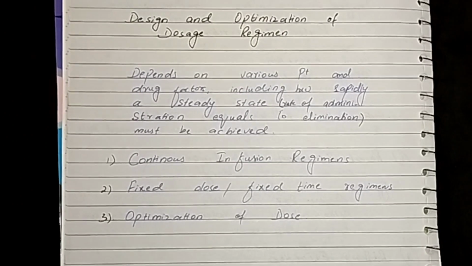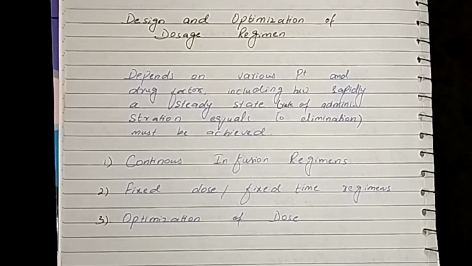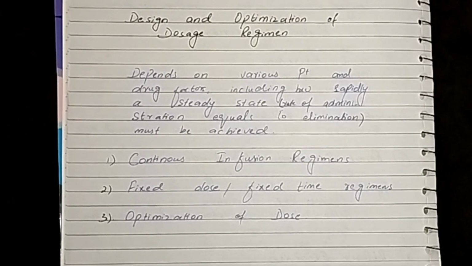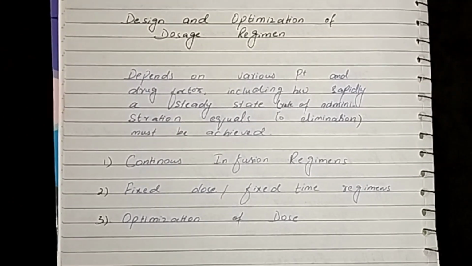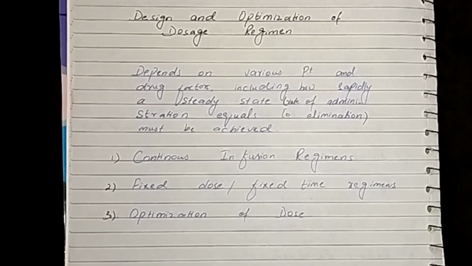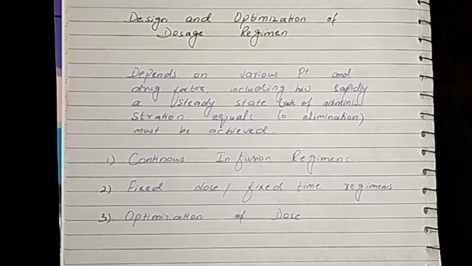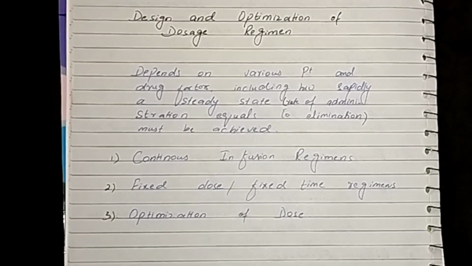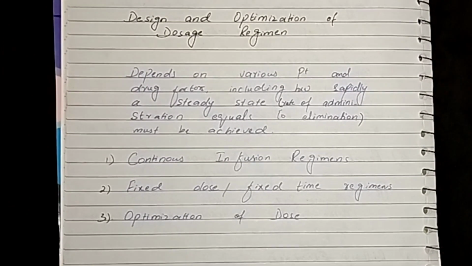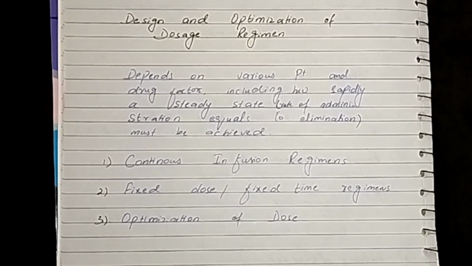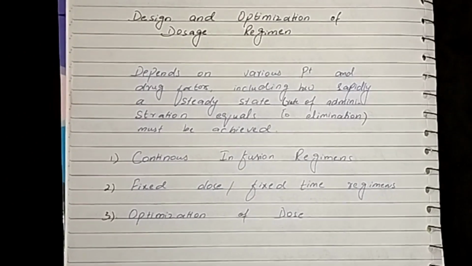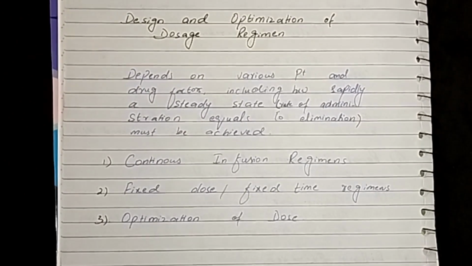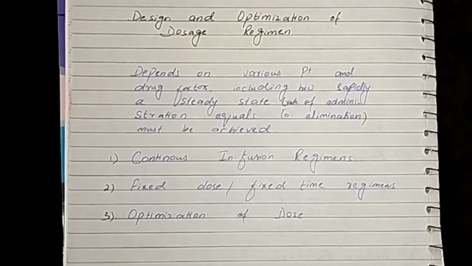Today I will discuss the design and optimization of the dosage regime or regimen. What is this? To initiate the drug therapy, the clinician designs a dosage regime administered either by continuous infusion or in intervals of time and dose, depending on the various patient and drug factors, including how rapidly a steady state is achieved. The regime can be further refined or optimized to achieve maximum benefit with minimum adverse effects.